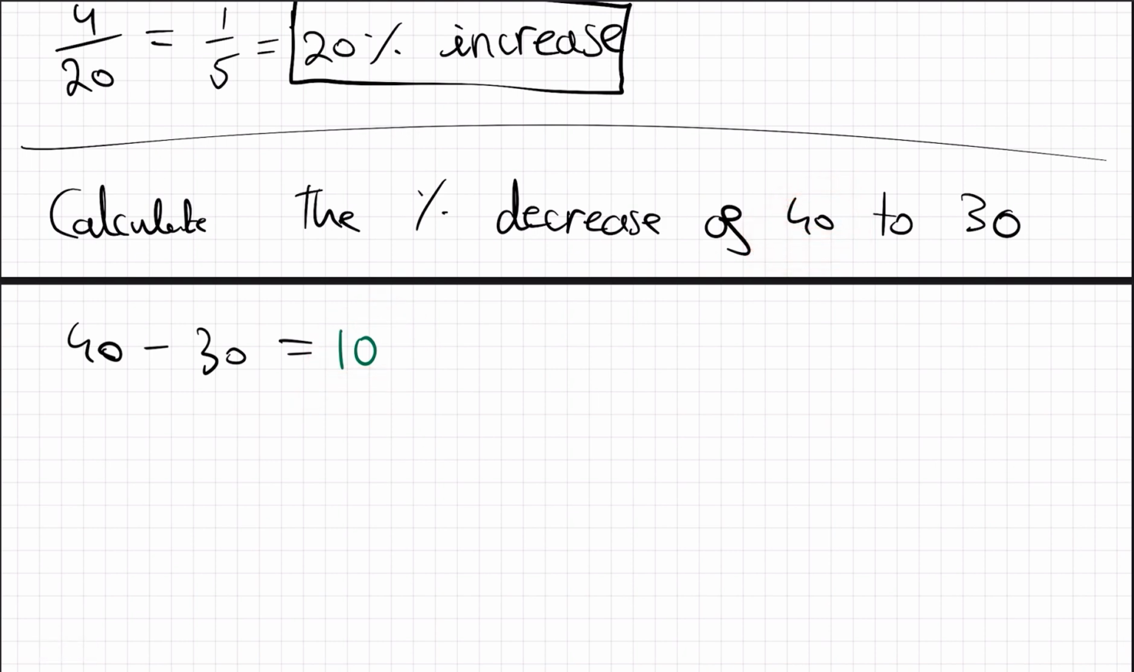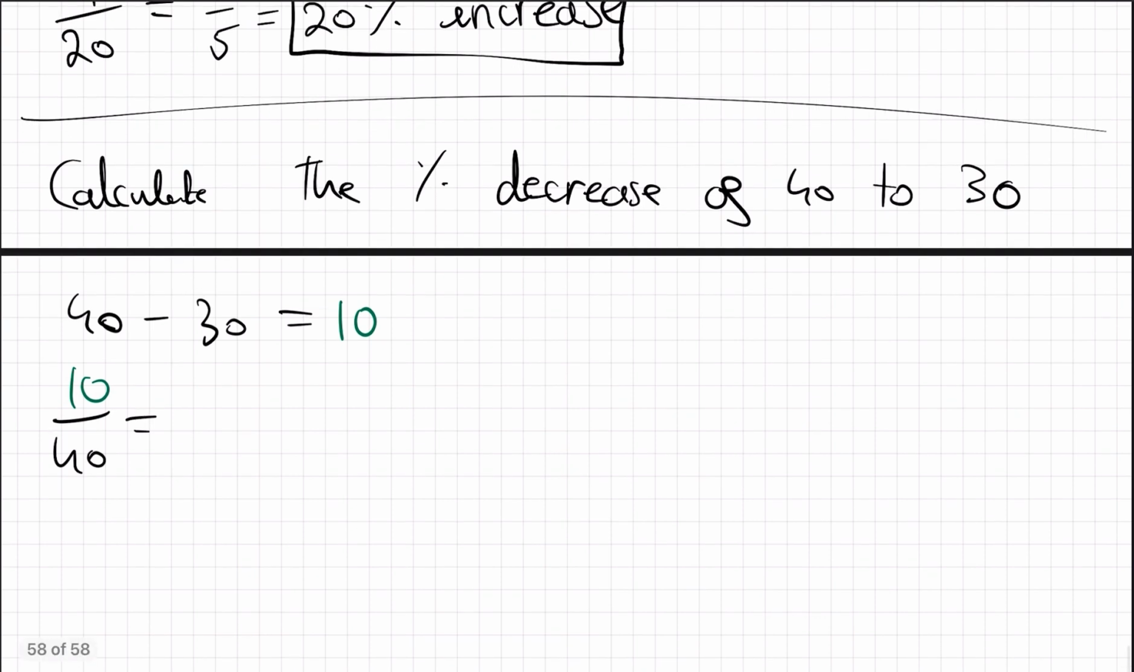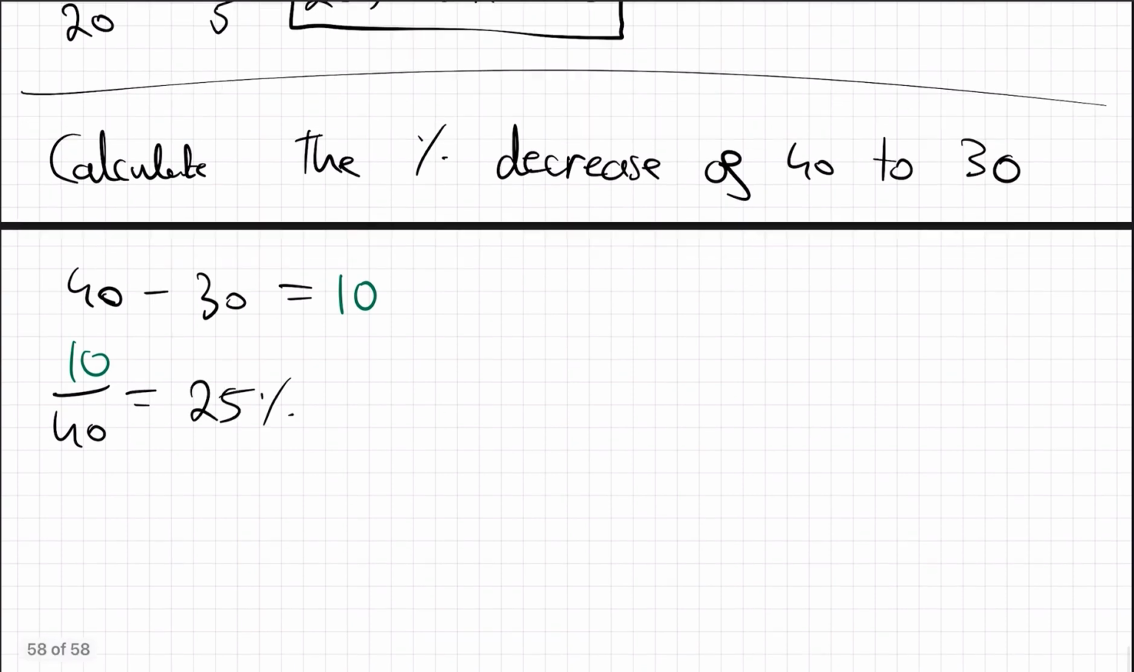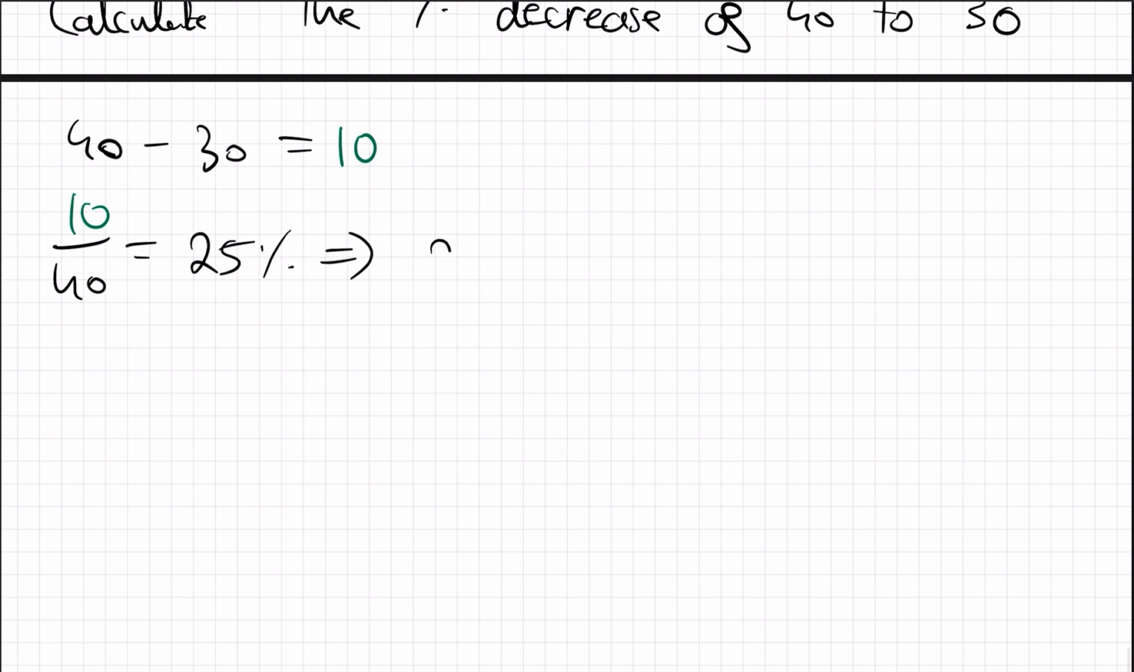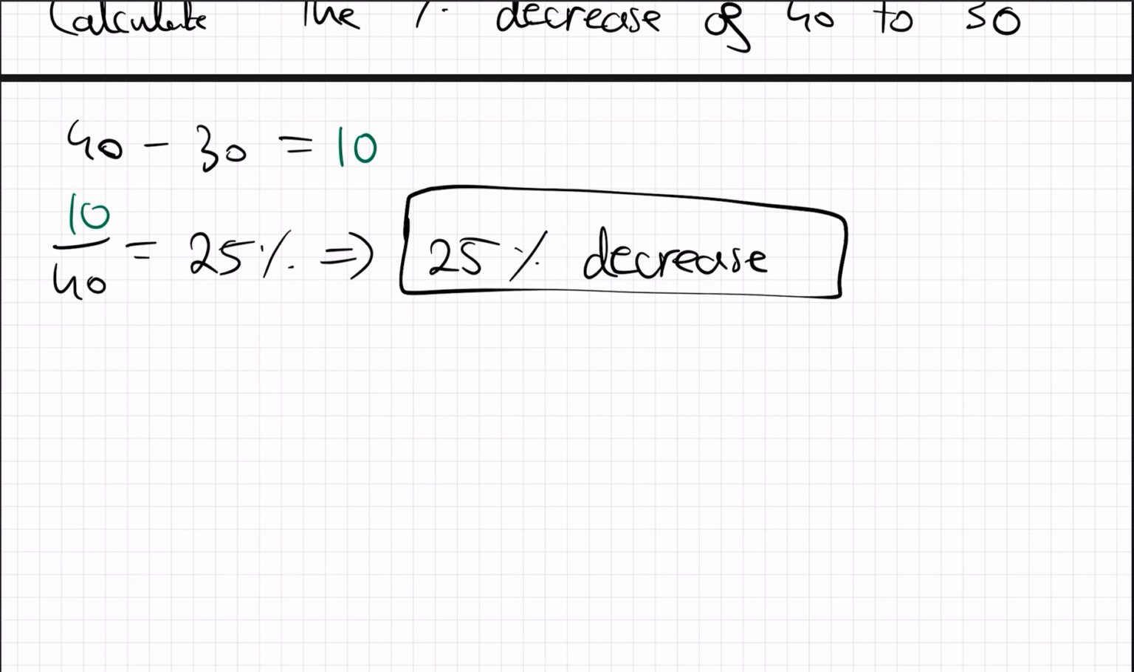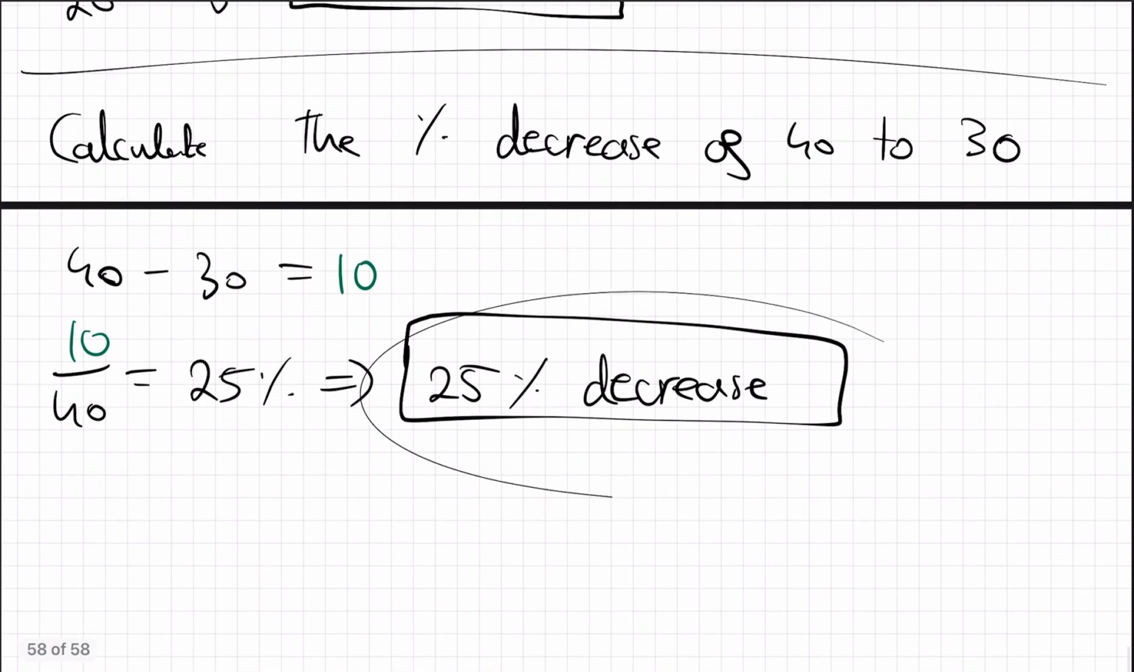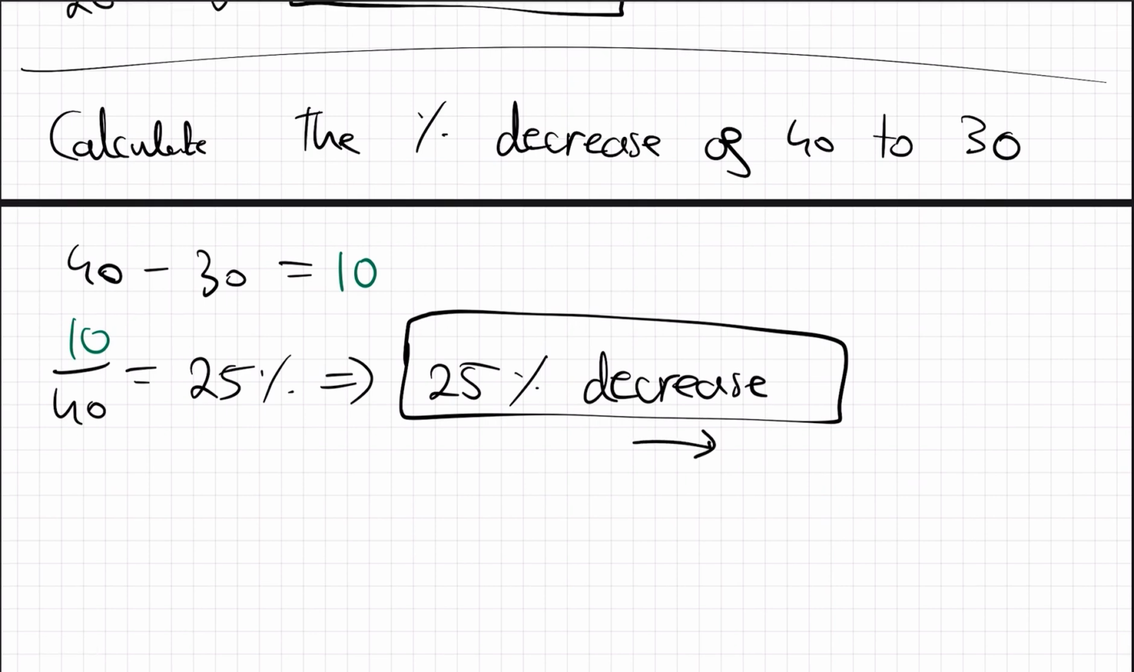So we're going to get 10 over 40, like so, and that actually comes out to 25%. So this is a 25% decrease. Notice how there's no negative sign, because this is a percentage decrease, so the decrease accounts for that going downwards, like so. So no negative sign here.